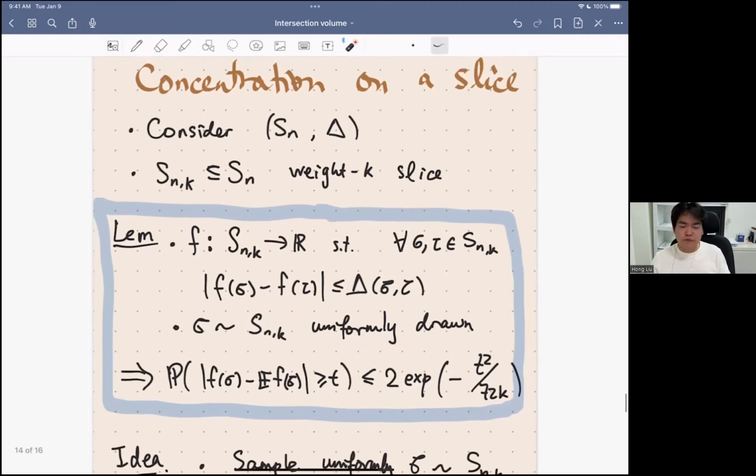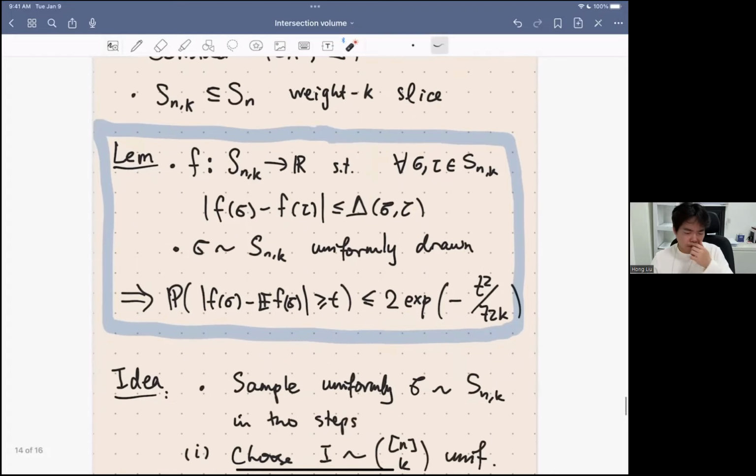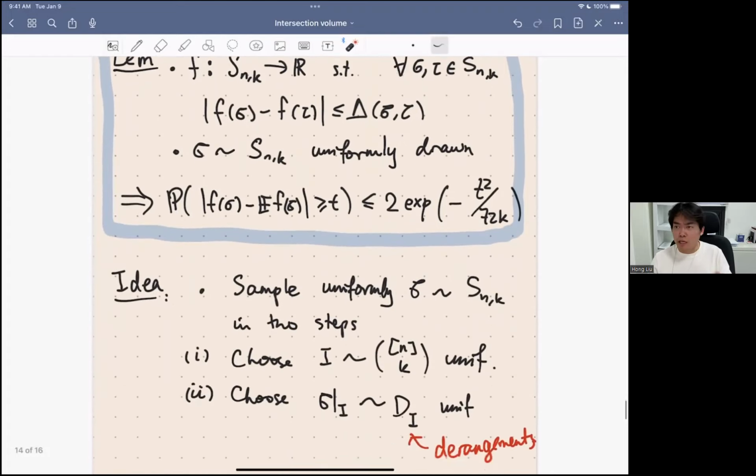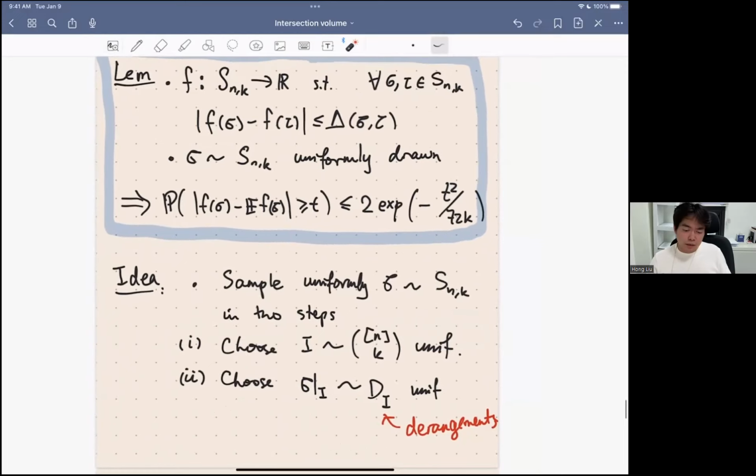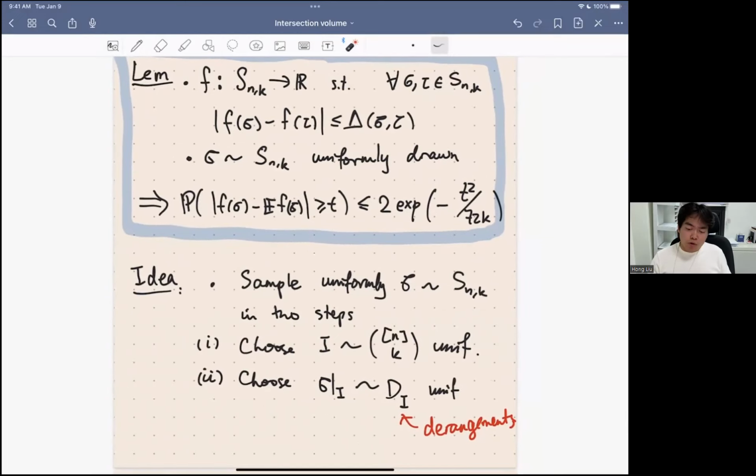The proof is not so hard. Let me just briefly mention it. You just do some coupling. The idea is, how do we visualize uniform random sampling from a K slice? You can actually think of it as a two-step process. And then for each step, we do a standard coupling to dominate it by a sub-Gaussian. And then you can prove it.